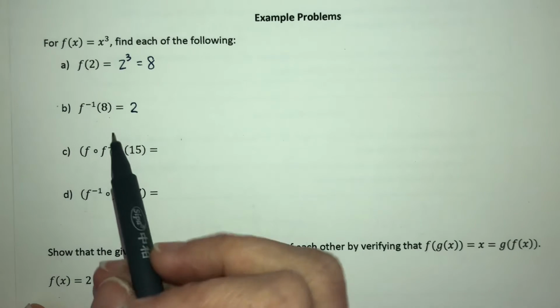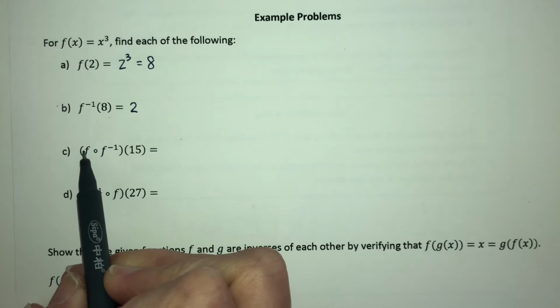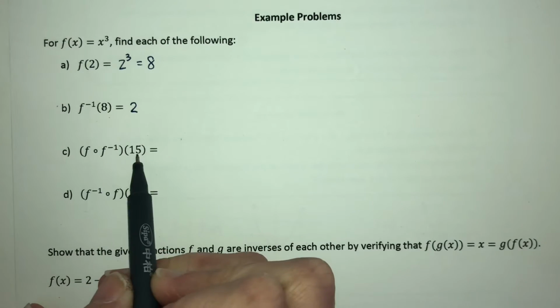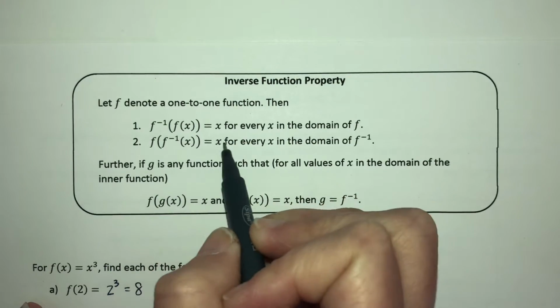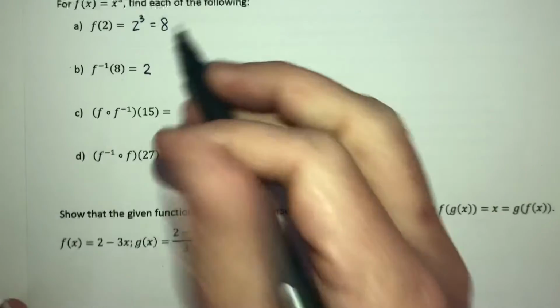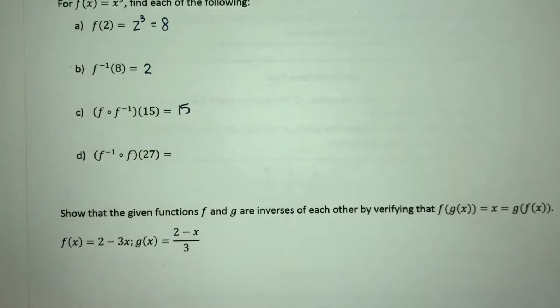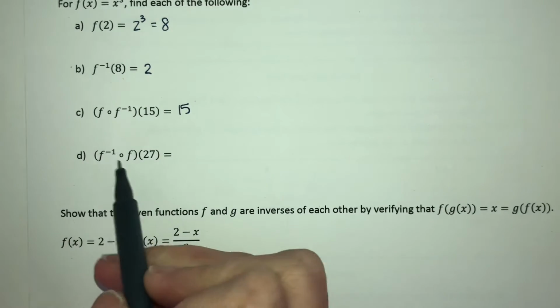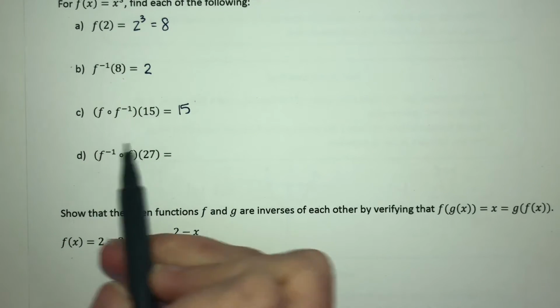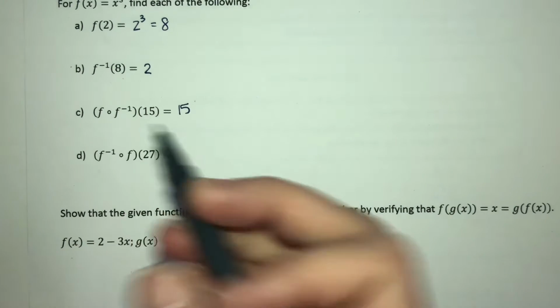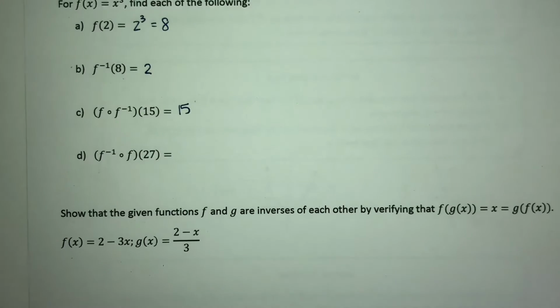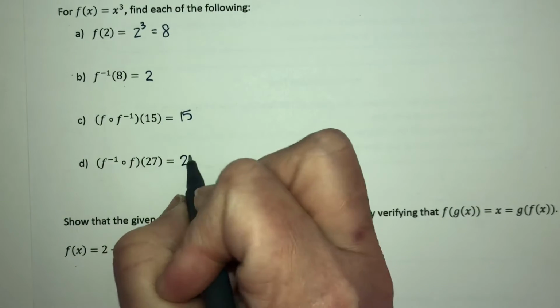Okay? Now if you look here, this is f of f inverse of 15. F of f inverse of 15 is 15. And then this one is the same. It's just f inverse of f of 27. The order of these doesn't matter in this case because it works in both directions, so this is 27.